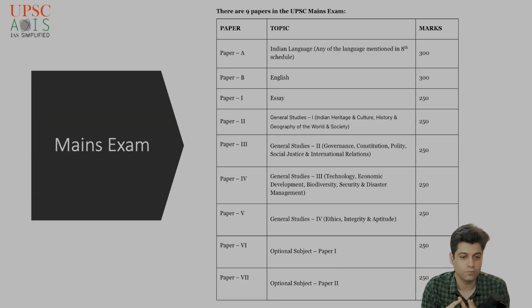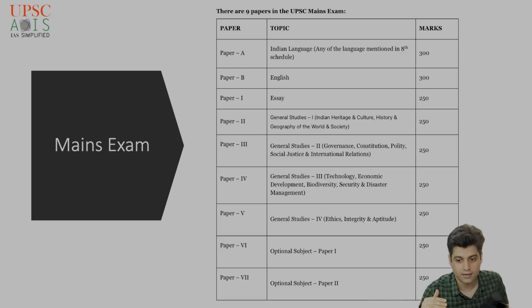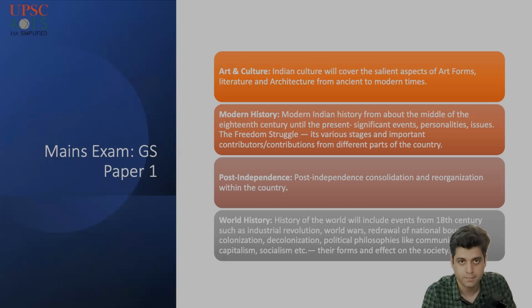Mainly here we need to talk about Papers 2, 3, 4, and 5, which are General Studies 1, 2, 3, and 4, for which I'll go into the detailed syllabus of each. For Papers 6 and 7, since there are 48 optional subjects, I cannot go into the syllabus of each. But you should personally identify your subject and go into its syllabus on your own. Hence, I'll just concentrate on the GS 1, 2, 3, and 4 syllabus for mains.